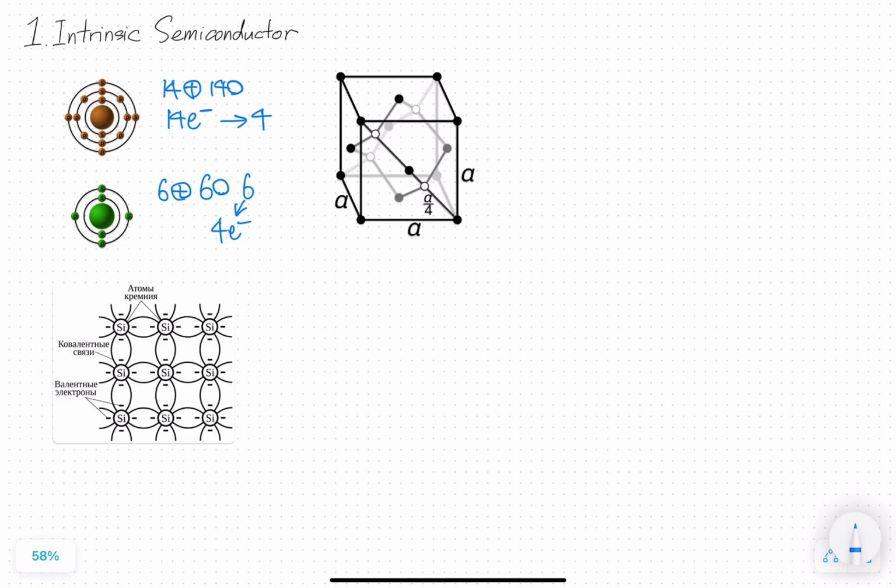Carbon atoms also form covalent bonds, and a famous example is the diamond structure, a 3D repeating lattice. In a similar way, pure silicon also forms a diamond cubic lattice crystal structure.